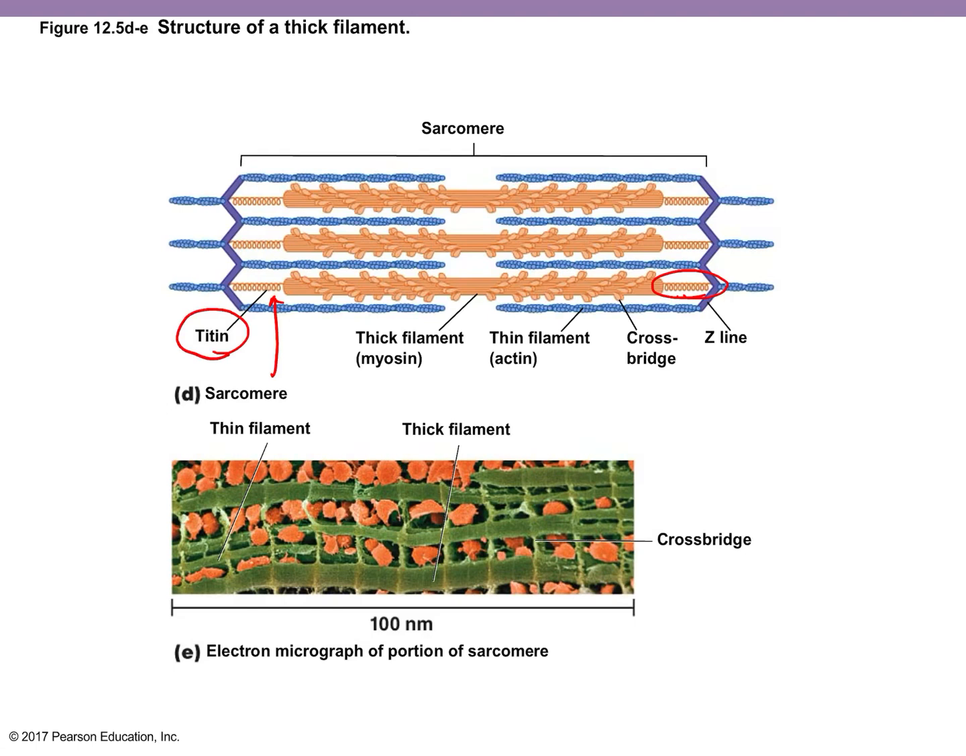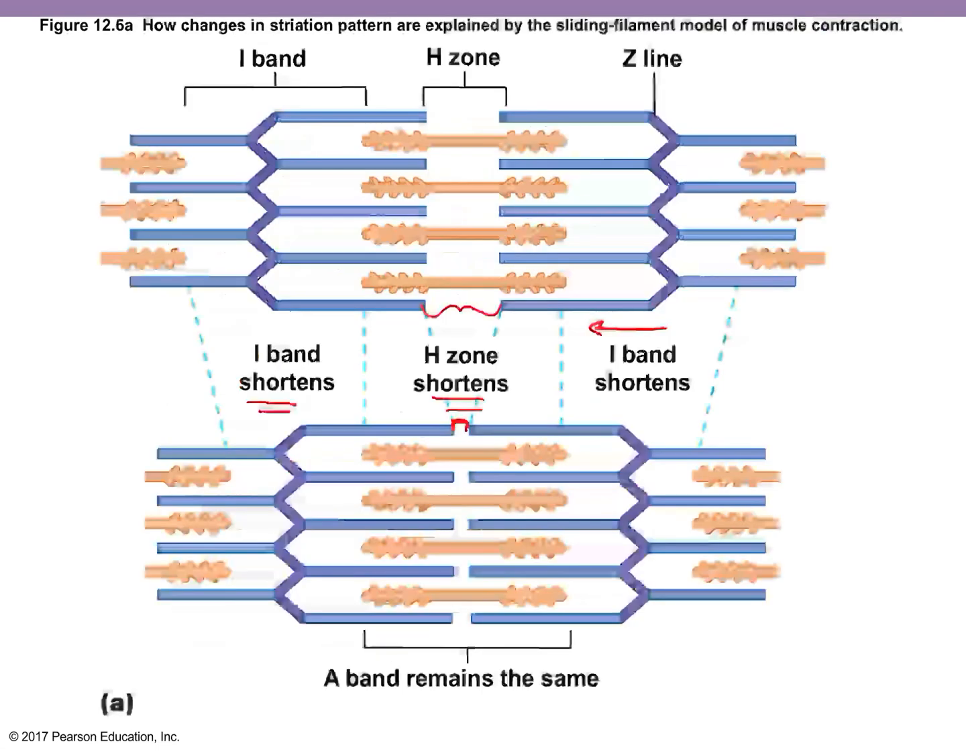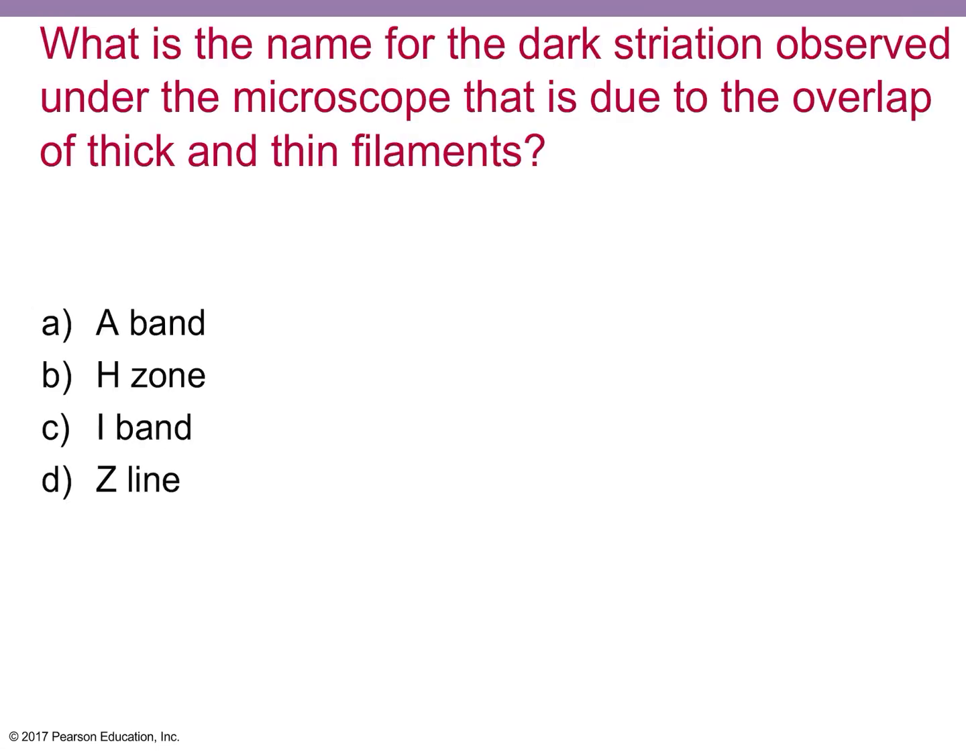All right, so let's take a look at the sliding filament theory. A quick question for you: what's the name for the dark striation observed under the microscope that is due to the overlap of thick and thin filaments? Okay, where we have an overlap, that's called the A band.